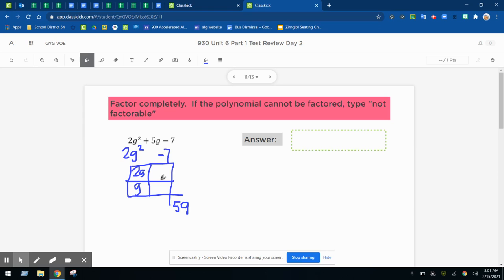We're trying to add to 5g. So 7, again, only has two factors, one and itself. So I'm thinking if I make this a negative 1 and a positive 7, I get negative 2g plus 7g, which will give me 5g. So I have g minus 1 as my first factor, and 2g plus 7 as my second factor.